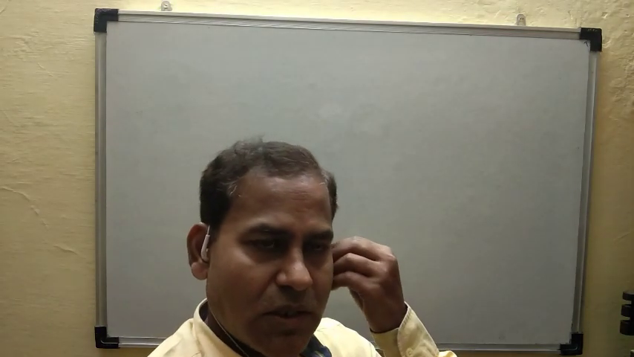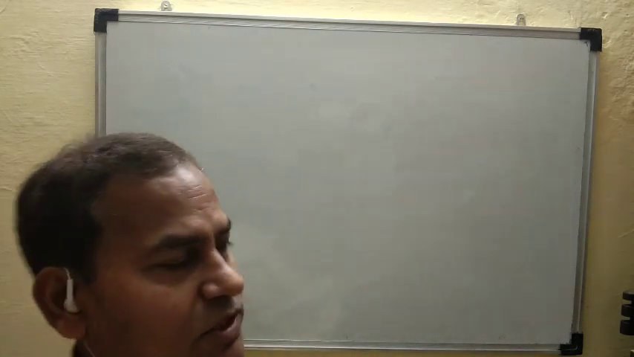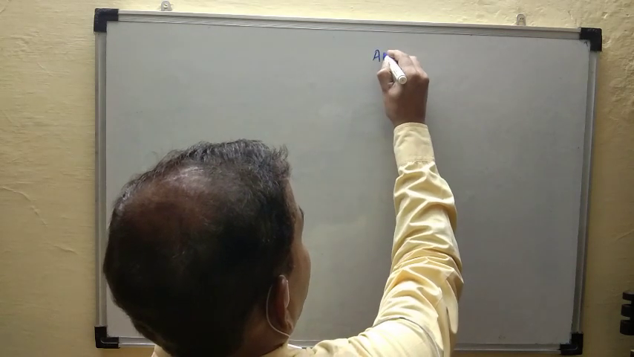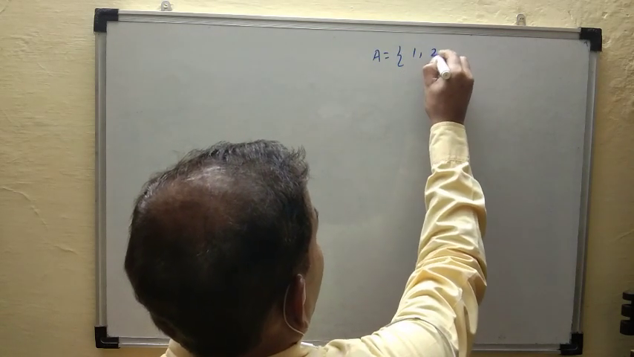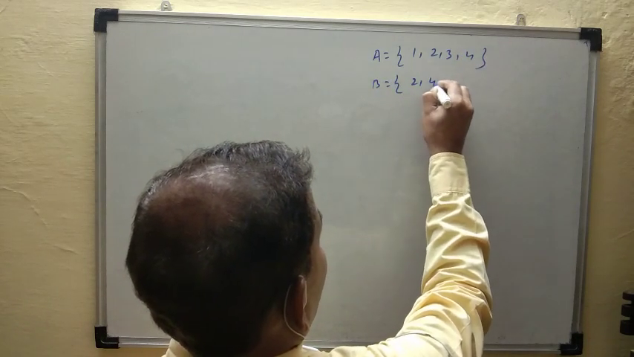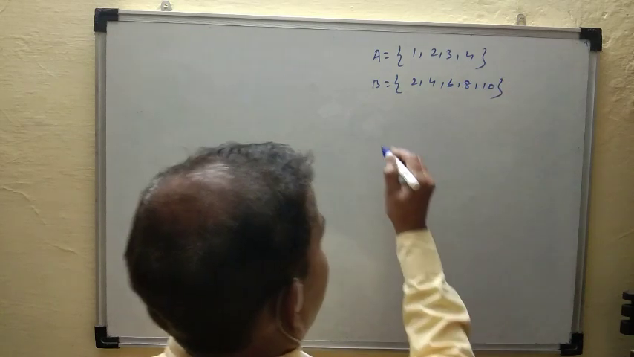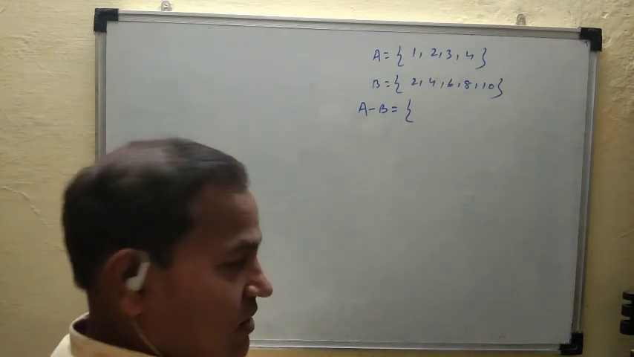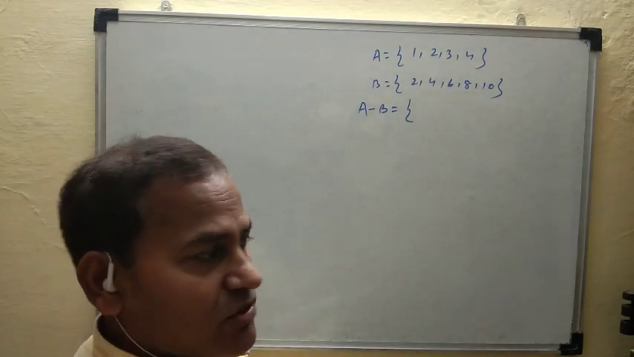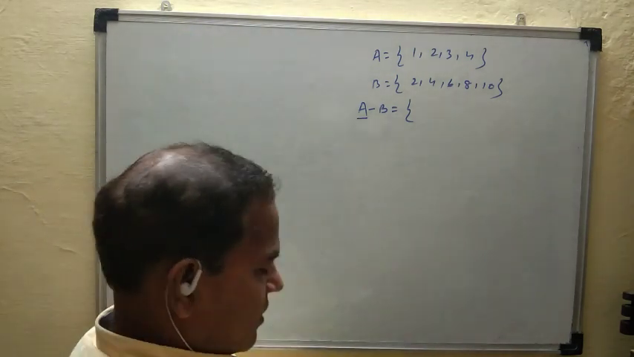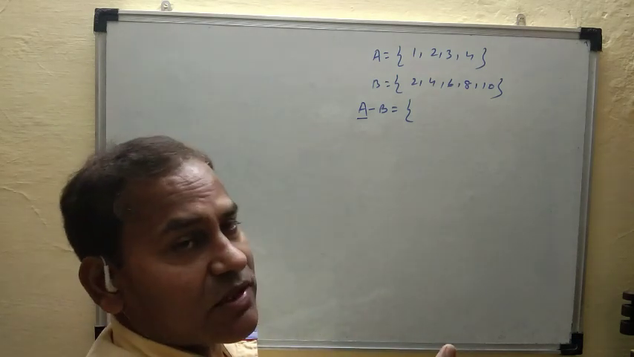Students, in the last class we discussed the difference of sets. Suppose A is equal to {1, 2, 3, 4} and B is equal to {2, 4, 6, 8, 10}, then its difference, that is A minus B, is a set whose elements are all the elements of set A which do not belong in B.